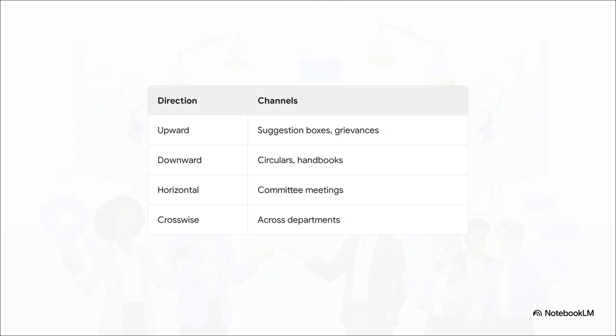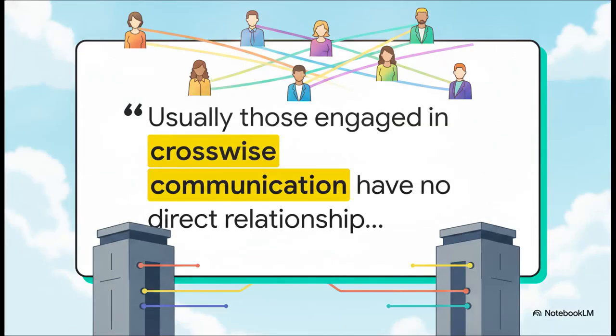Horizontal flow happens laterally among peers at the exact same level, but arguably the most dynamic is crosswise communication. This is the diagonal flow that connects entirely different departments and seniority levels. There's this one specific quote from the source material that I just love, because it hits the nail on the head regarding modern work. Quote, "Usually those engaged in crosswise communication have no direct relationship and the information flow does not follow the chain of command.